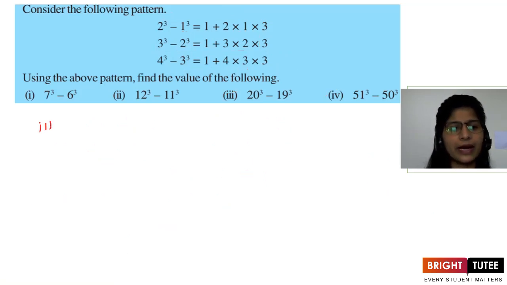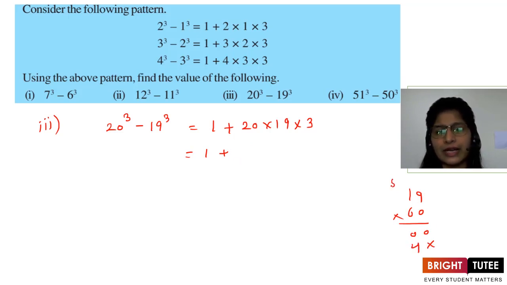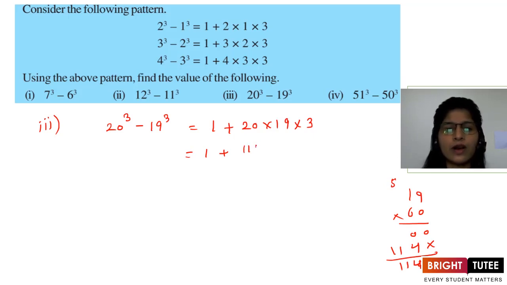So in the third part, we have been given 20 cube minus 19 cube. So we will write 1 plus 20 into 19 into 3. Clear? So let's multiply. Now just see, 20 into 3 gives us 60. 60 multiplied with 19. Right? We'll get 0 0. 6 9s are 54. Carry is 5. 6 1s are 6 and 5 is 11. So we get 0 0 1 1 4 0. When we add them, we get 1141.